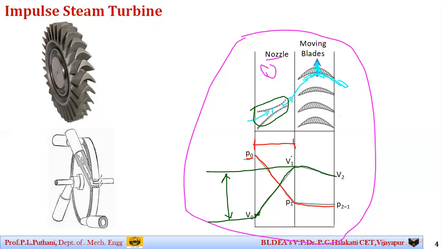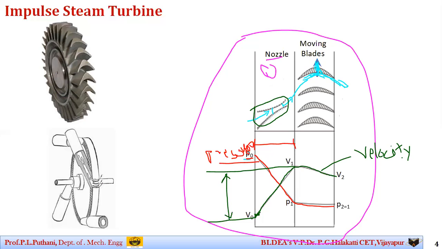So in the examination, when the question is asked to write the description of the impulse steam turbine, you need to draw these graphs. The red colored lines are the pressure diagram. Similarly, the green colored lines are the representation of the velocity diagram.